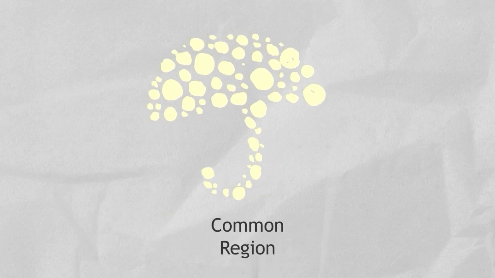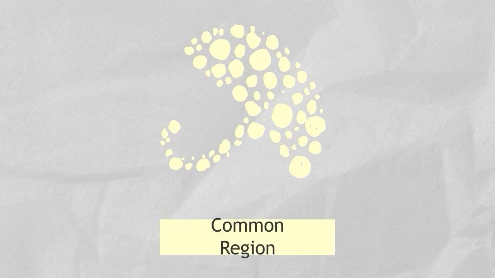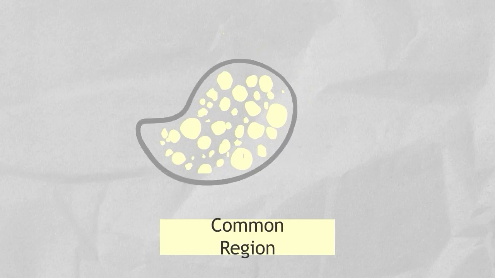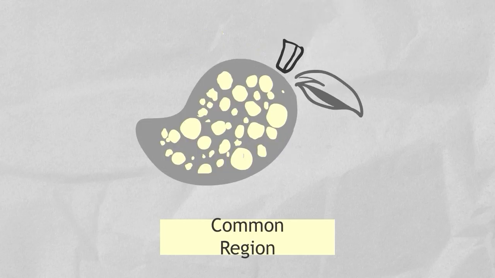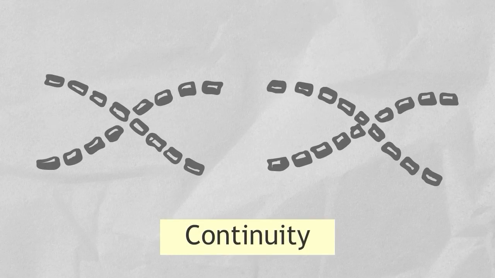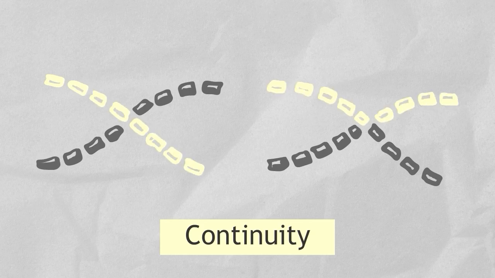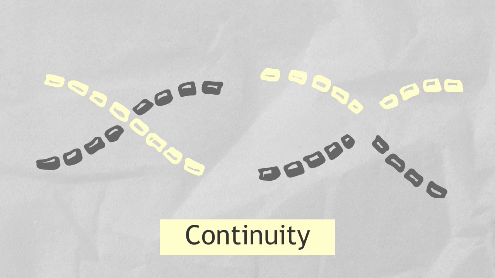Common region. The common region principle is very similar to proximity. When objects are placed in the same region together, they are seen as a unified group. Continuity. The principle of continuity indicates that we often tend to perceive objects to be part of a continuous line rather than as individual or irregularly arranged elements.